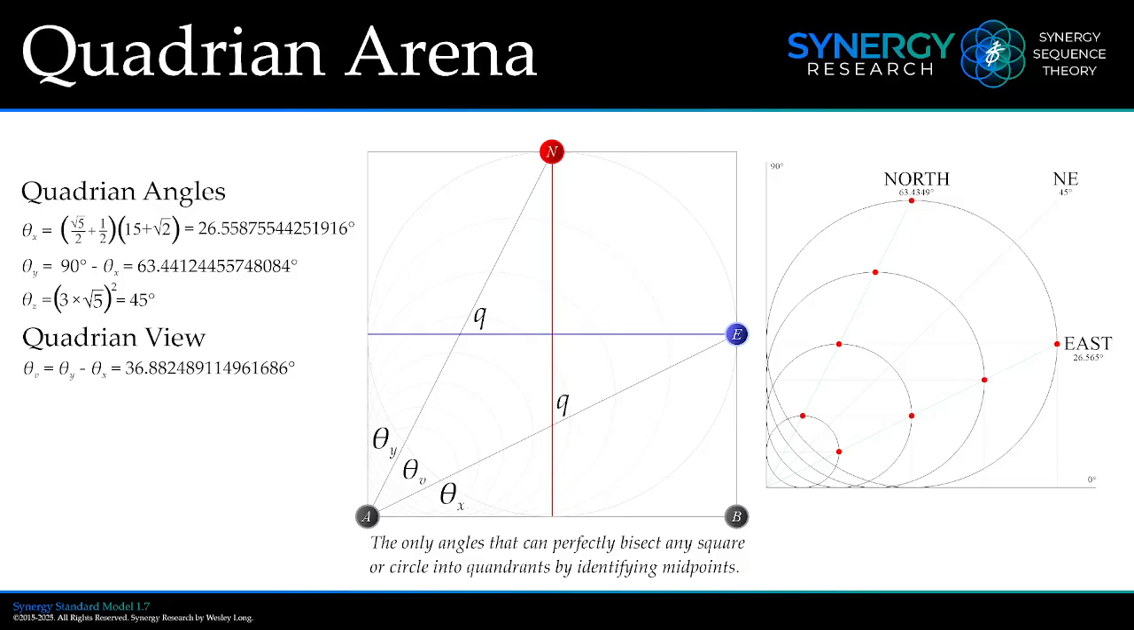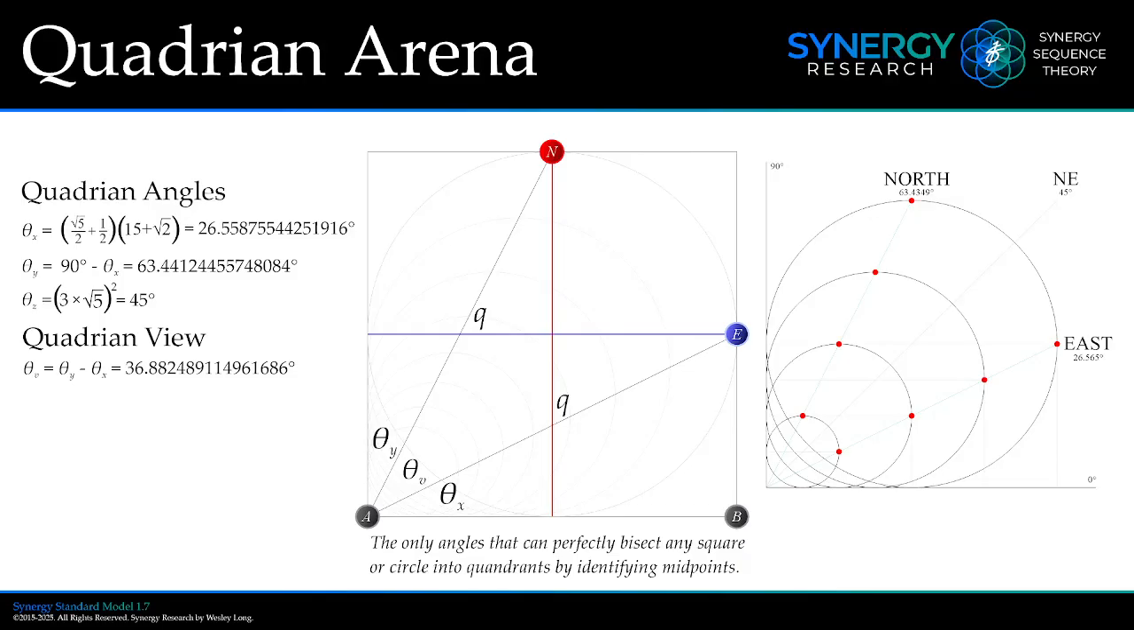Let's focus first on the angle theta x, shown here as approximately 26.56 degrees. This is the baseline east projection, and it emerges from a nested ratio combining square root 5, 2, and 15 plus square root 2. This seems complex at first glance, but its outcome is stunning. This angle is the perfect angular divider of a unit square's horizontal edge into radial symmetry.